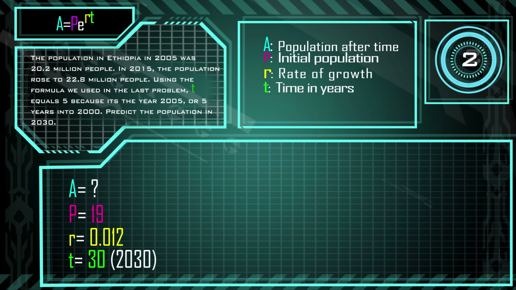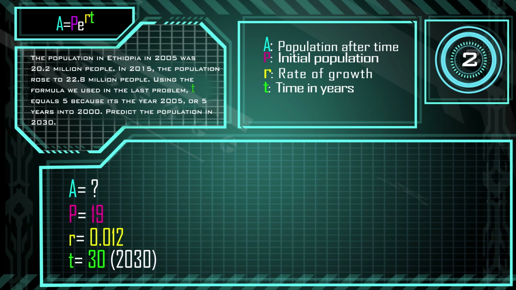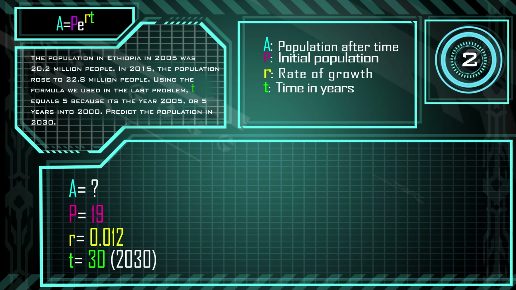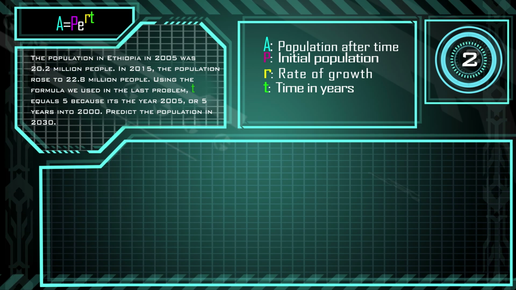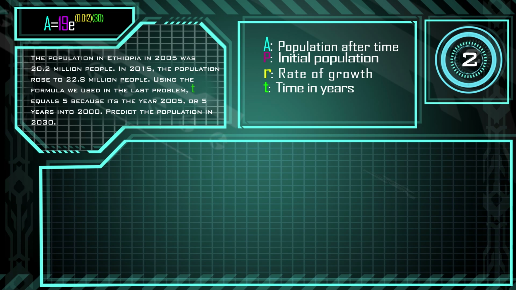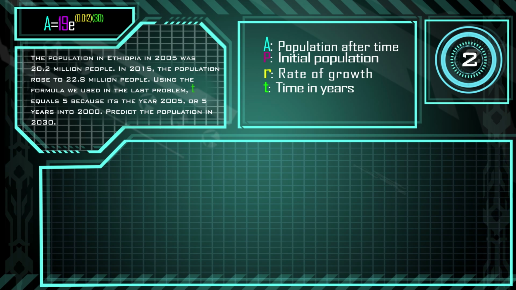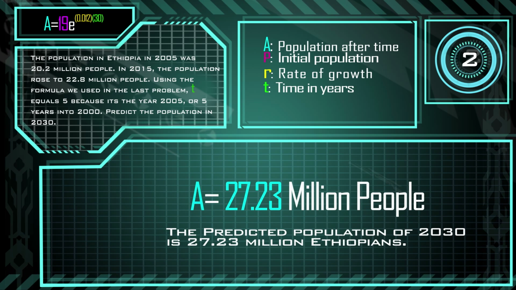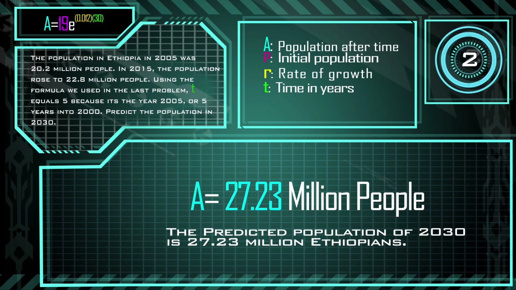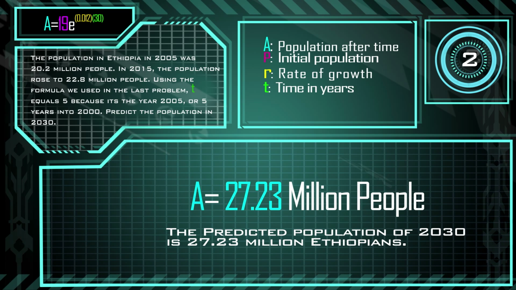You don't have the population after time, but you do have the rate, the time in years, and the initial population. Plug all of these numbers into the formula. Now put this into your calculator and you will have found the predicted population of 2030. The predicted population in 2030 is 27.23 million Ethiopians, including Andy.